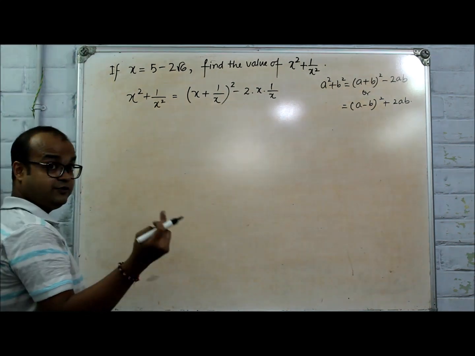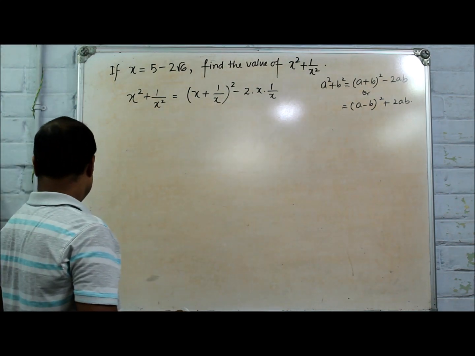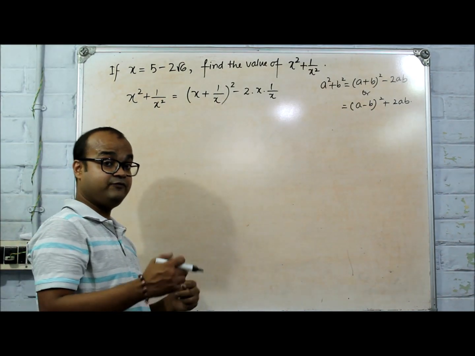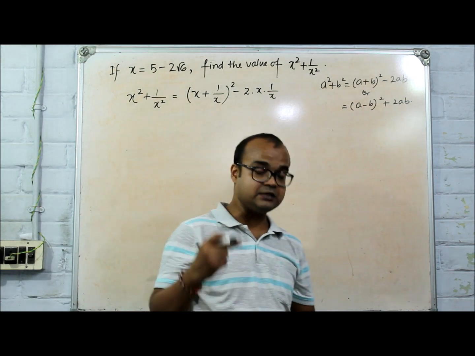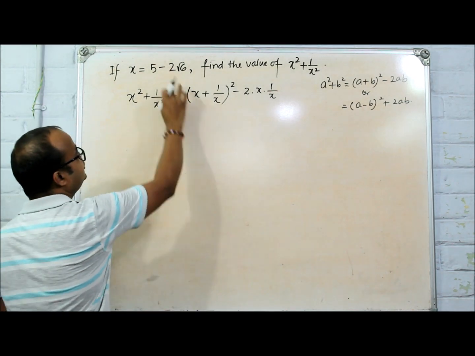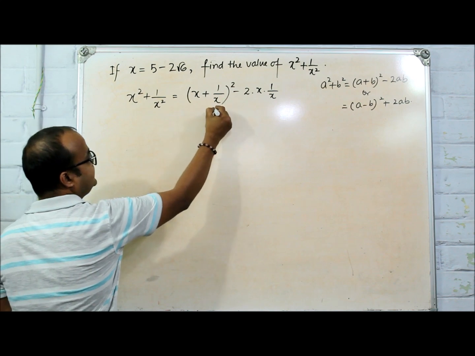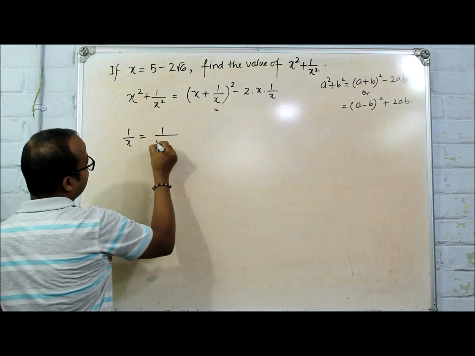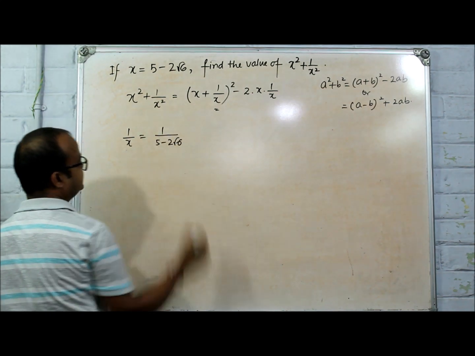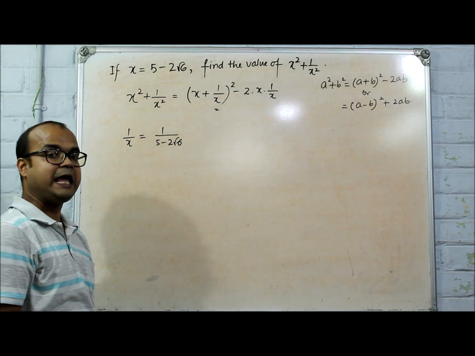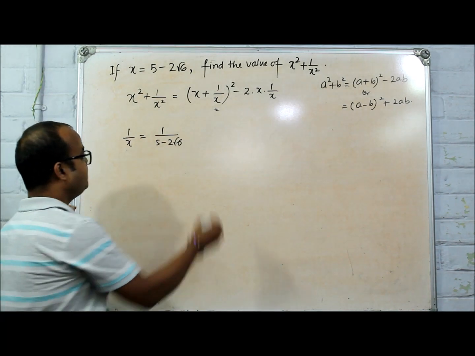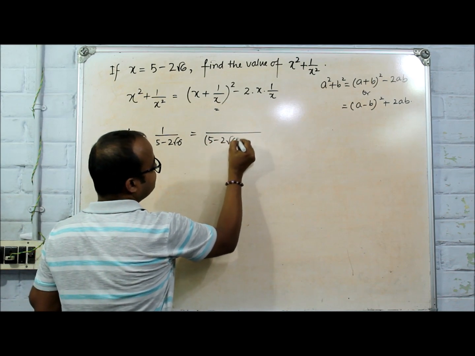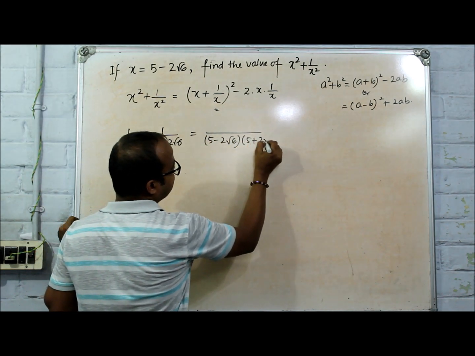So, if you recall the last problem, where we were finding x minus 1 by x, in the same way, x is given to you, first find out 1 by x. So 1 by x is equal to 1 by 5 minus 2 root 6. Next thing, rationalize the denominator by multiplying numerator and denominator with 5 plus 2 root 6.